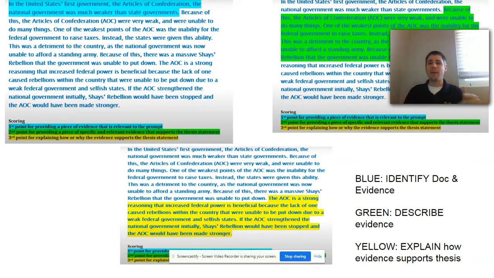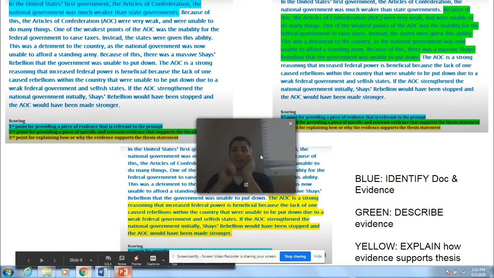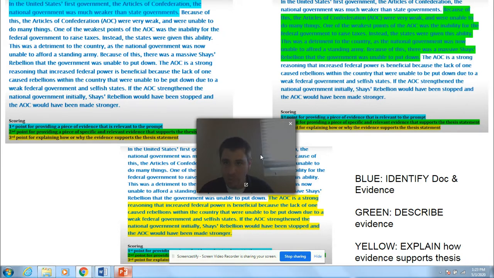Okay, let's describe the Articles of Confederation. That's where it is in here in green. Because of this, the Articles of Confederation, AOC, were very weak and were unable to do many things. Right? It's describing why it's weak. One of the weakest points of the AOC was the inability of the federal government to raise taxes. Instead, the states were given the ability. This was a detriment to the country as the national government was now unable to afford a standing army. Because of this, there was a massive rebellion that the government was unable to put down.